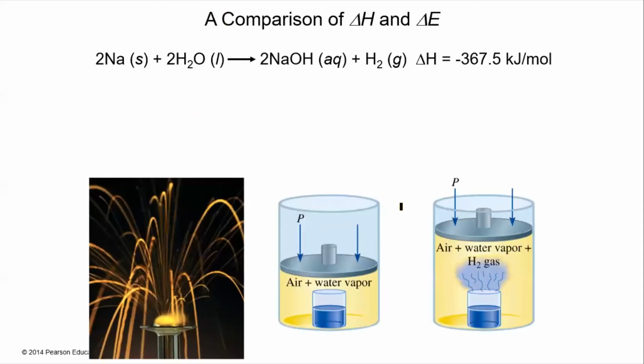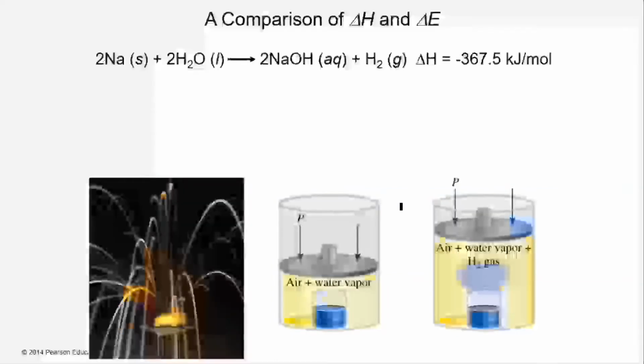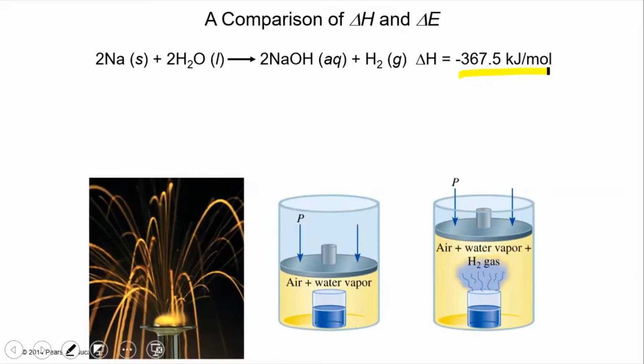Here is a chemical reaction that represents what happens when you put sodium metal into water. There's the picture on the left. That's what happens. I would not do this in the classroom with you because you could get an explosion in here. You could get fire and stuff. The products are NaOH and hydrogen gas. And as you can see from the top there, this is a reaction that generates a lot of energy.